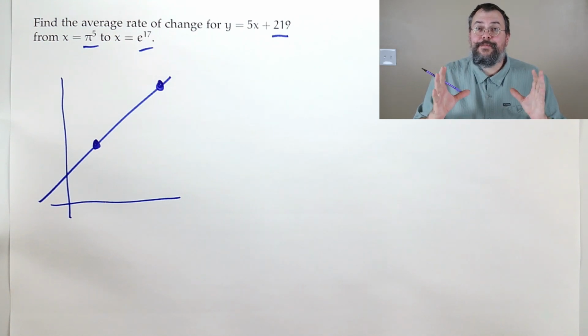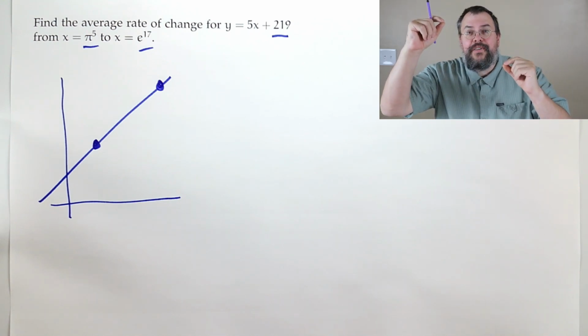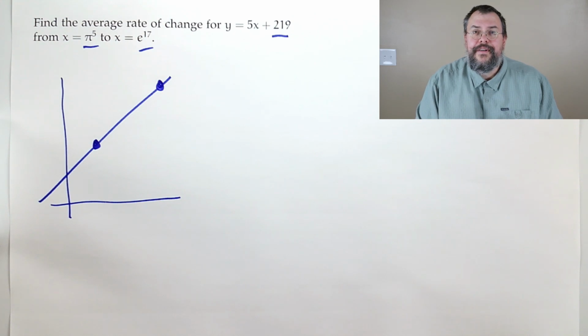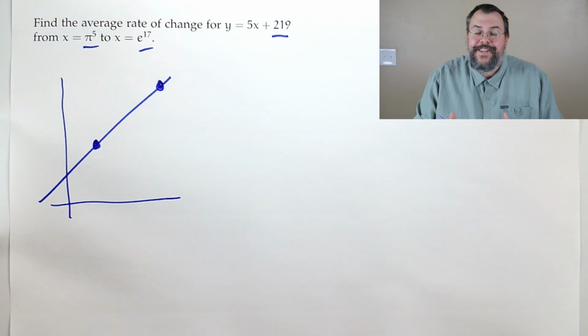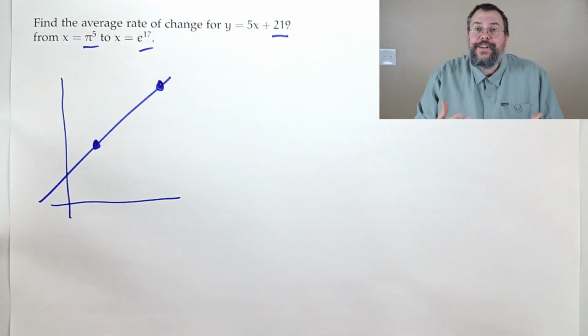Now, we start thinking, well, what does average rate of change mean? Well, one way to think about average rate of change is, if I have 2 points, it would be the slope of the line between those 2 points. Do we know the slope of the line between these 2 points? Yes, because we know the line. Our whole function was the line.